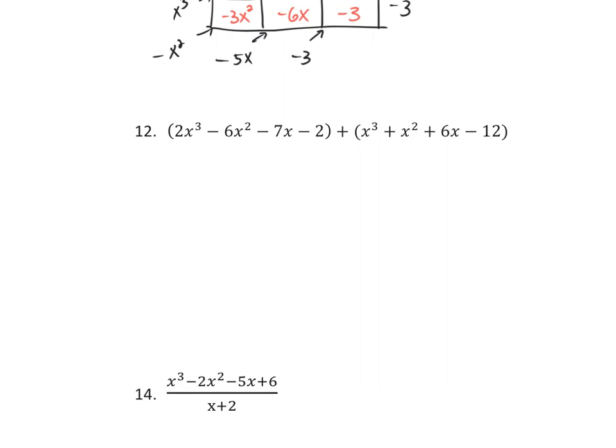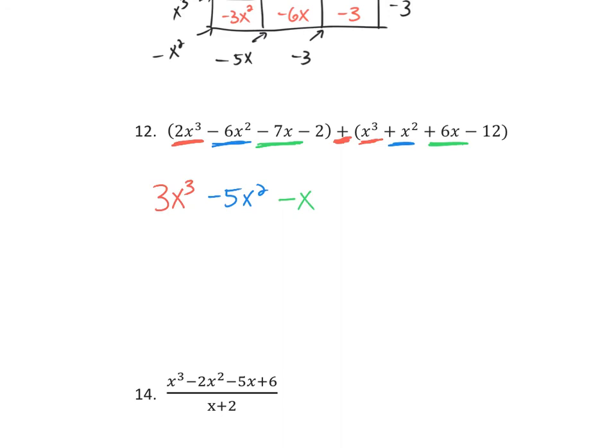We've got an addition problem here. That might be a little bit surprising because we've been doing a whole bunch of multiplication and division, but this addition sign all it means is that everything stays the same and all I'm doing is combining like terms. So I'm going to collect the x to the power of 3 terms. I've got 2x to the third and x to the third, so that's a total of 3x to the third. I've got negative 6x squared and x squared, so that makes it negative 5x squared. I've got negative 7x and positive 6x, and negative 7 plus 6 is negative 1x, or just negative x.